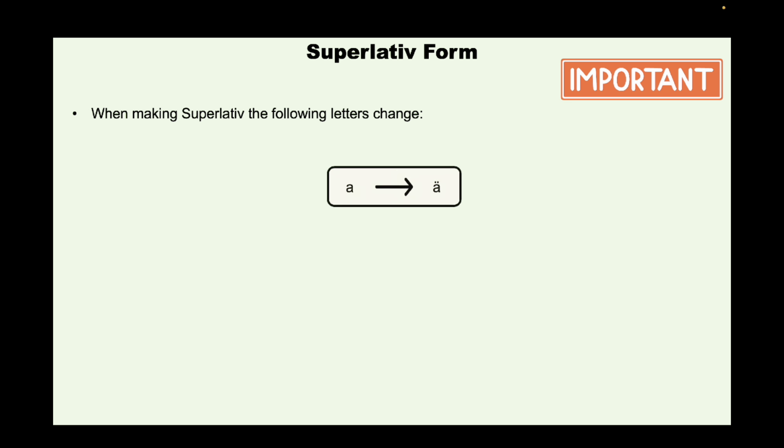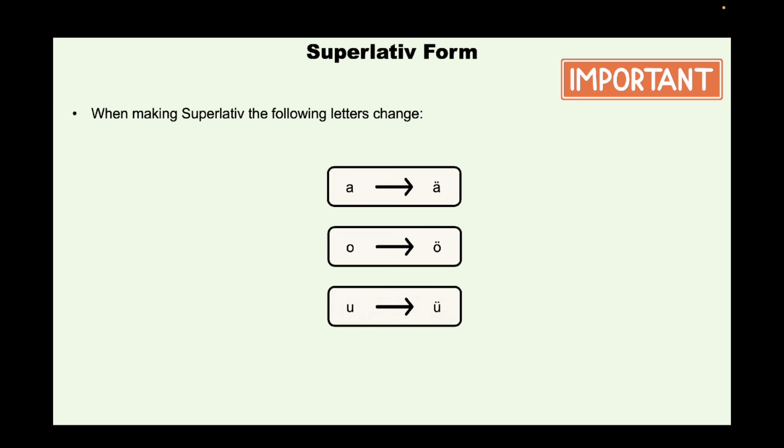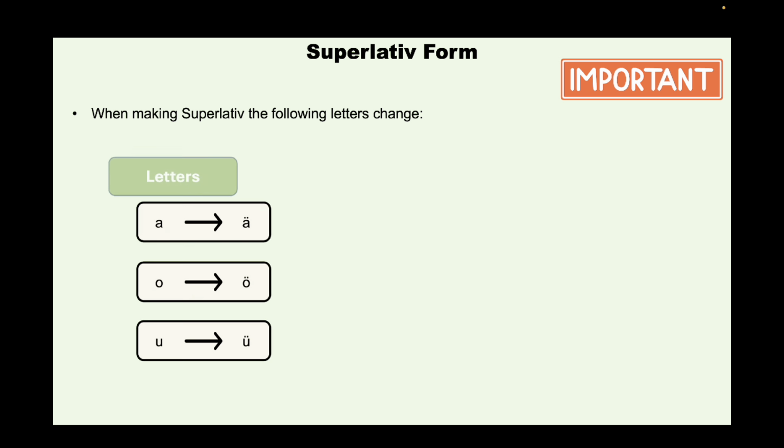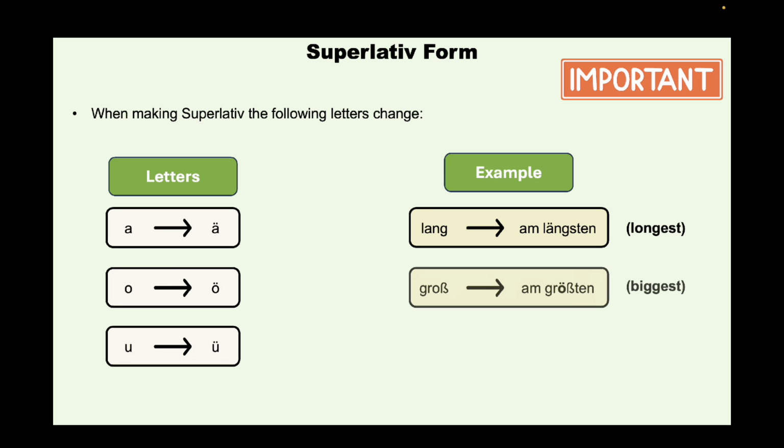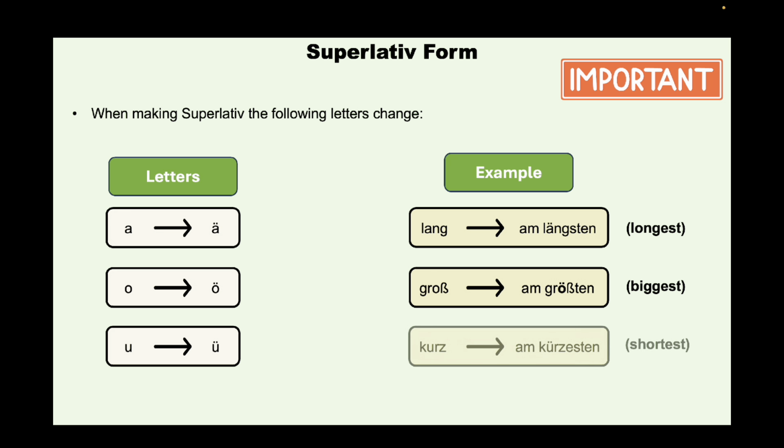Now, similar to the comparative form, there are also letters which change when we use the superlative form, and these are the same. A becomes Ä, O becomes Ö, and U becomes Ü. Examples for these are lang, which means long, it becomes am längsten in superlative. Groß becomes am größten, and kurz becomes am kürzesten.